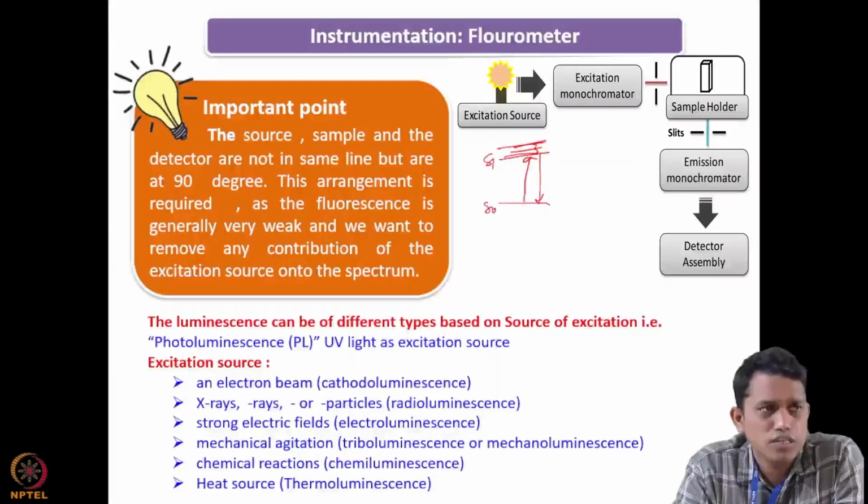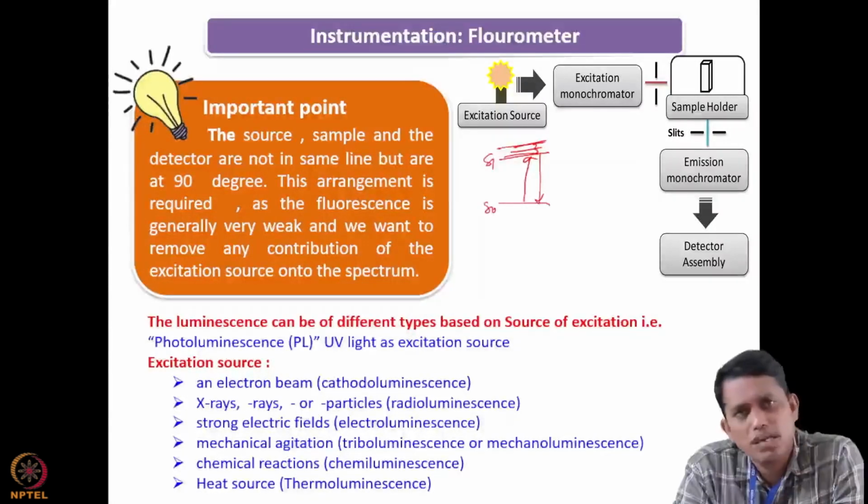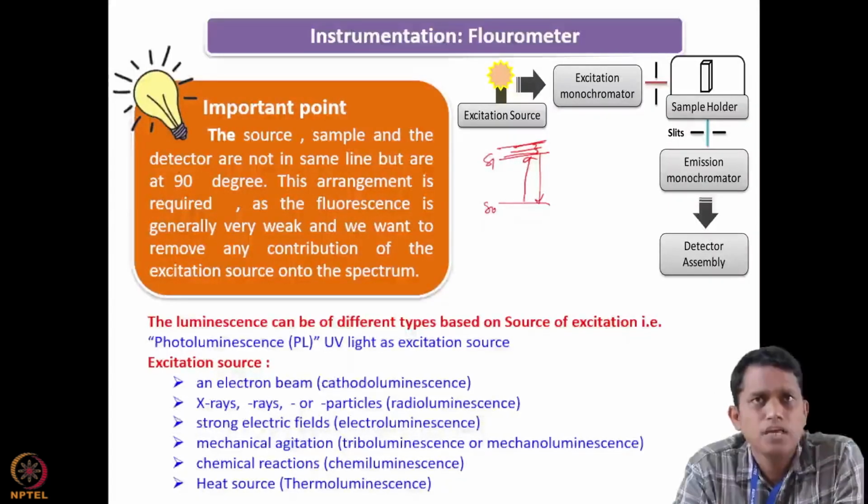So depending on the nature of the source that you are using for the excitation, you can have a variety of luminescences, starting from cathodoluminescence to thermoluminescence. And here we are mainly interested in photoluminescence, where we are using photons, or you can say a light source, as the excitation.